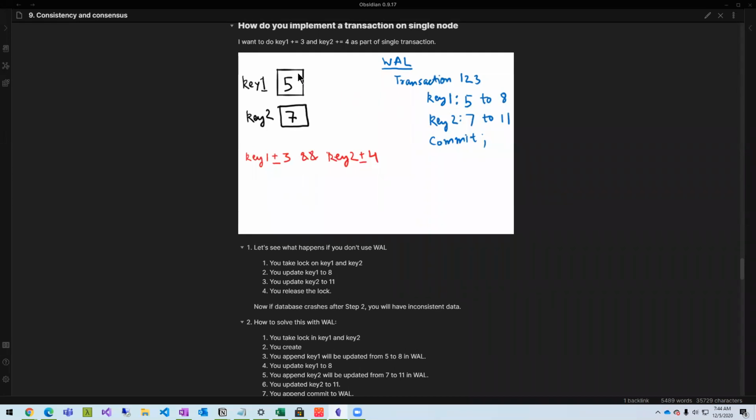And then it will update 5 to 8. Then it will say key 2 will be updating from 7 to 11. And then this will be updated from 7 to 11. And then it will append a commit record. And once the commit is appended, then it will return success to the user.